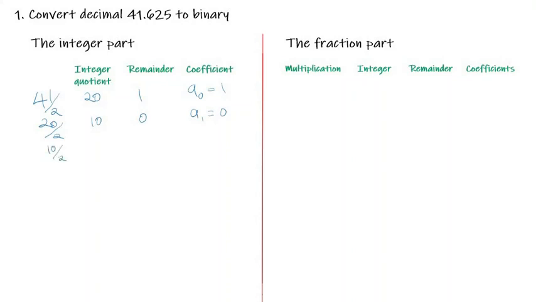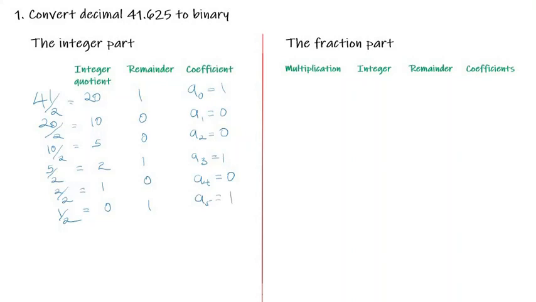10 divided by 2 is 5, remainder 0. Therefore, a2 is 0. 5 divided by 2 is 2, remainder 1. Therefore, a3 is 1. And 2 divided by 2 gives us 1, remainder 0. Therefore, a4 is 0. And finally, 1 divided by 2 is 0, remainder 1. And therefore, a5 will be 1.